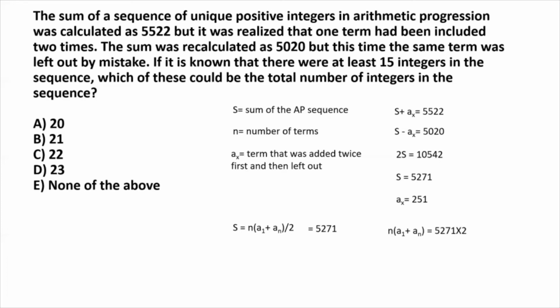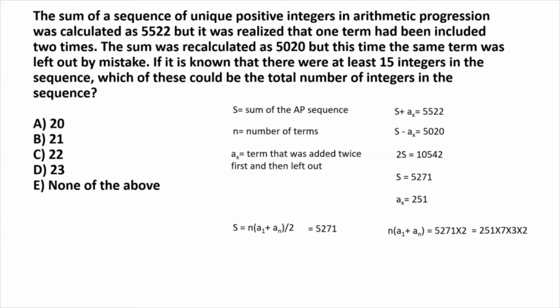So now we know that the product of the number of terms n multiplied by the sum of the first term and the last term will be 5271 multiplied by 2. And if we break this up, what we are trying to do is break it into prime factors, right? The reason for doing this is that n has to be an integer, and since the sequence was a sequence of positive integers, both n and a1 plus an have to be integer values.